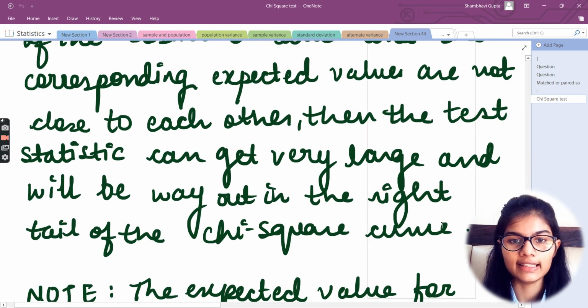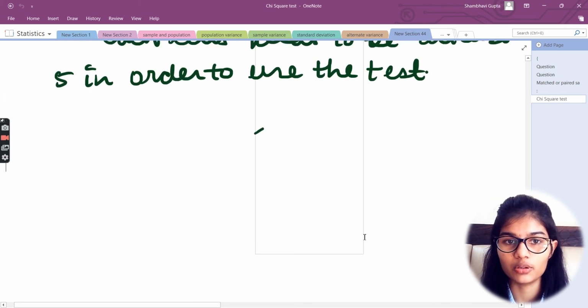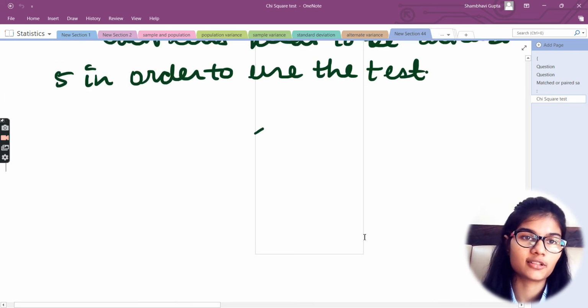Now we're going to study and learn about the test of independence, a new topic which has been added into this particular chi-square distribution.